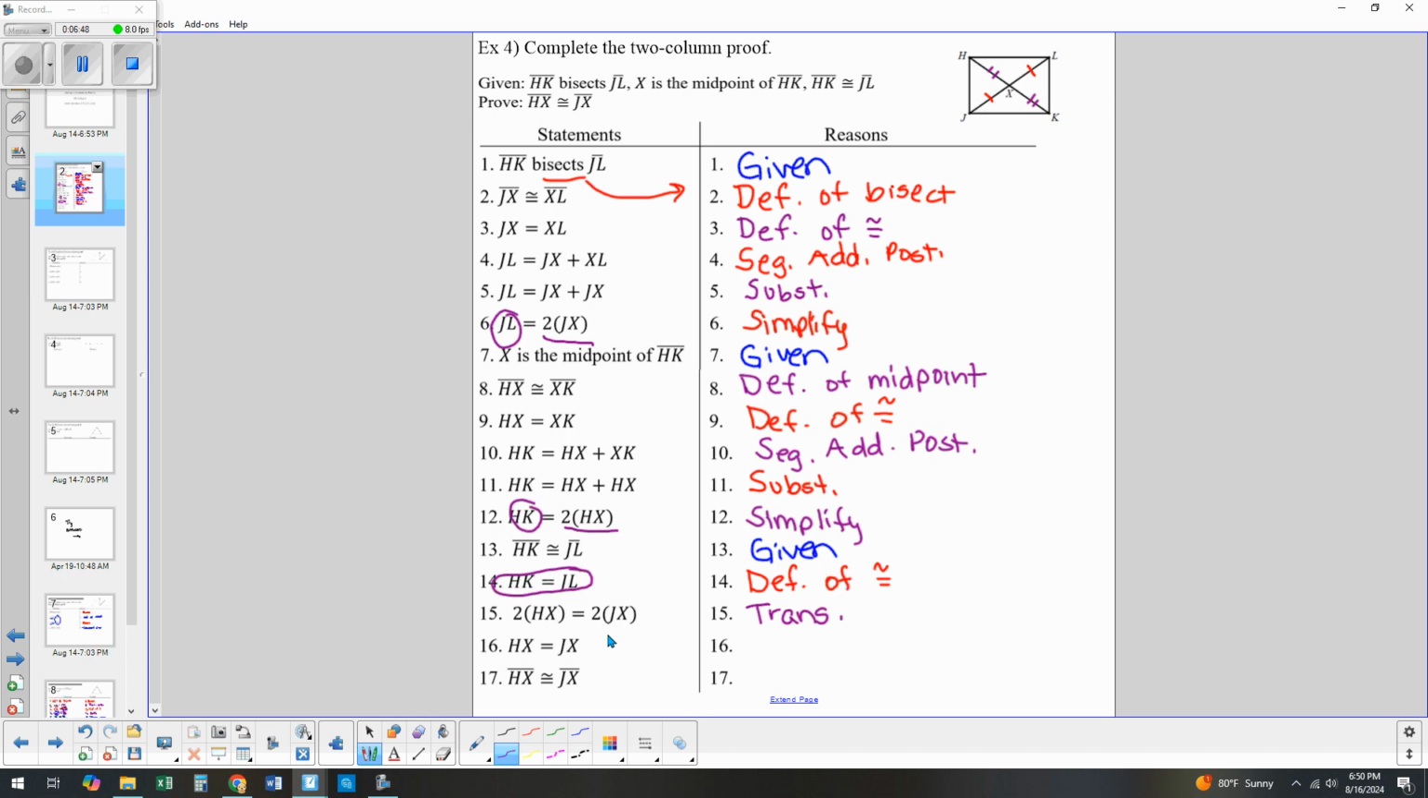Going from 2 times hx equals 2 times jx to getting rid of the 2's, we've essentially divided both sides by 2 using the division property. And the very last thing, I'm now changing them from equal into congruent, same exact letters, definition of congruence. And congratulations, we've done our first 2-column geometric proof.